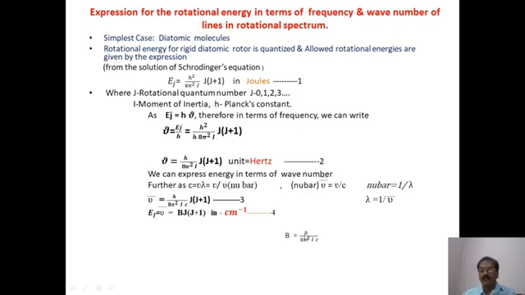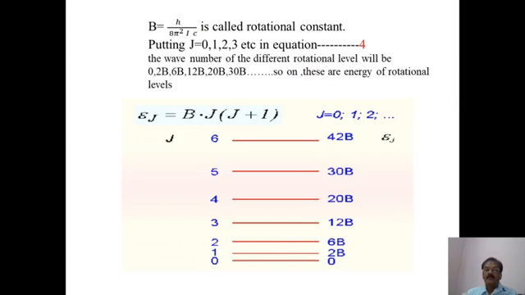Replace B is equal to h upon 8 pi squared I c. Here, while writing this, it is I into c, but not I with the suffix c. You have to remember while writing this expression: h upon 8 pi squared I into c, not Ic. Okay, you have to remember this one. Now B is equal to h upon 8 pi squared I c, and it is called the rotational constant.